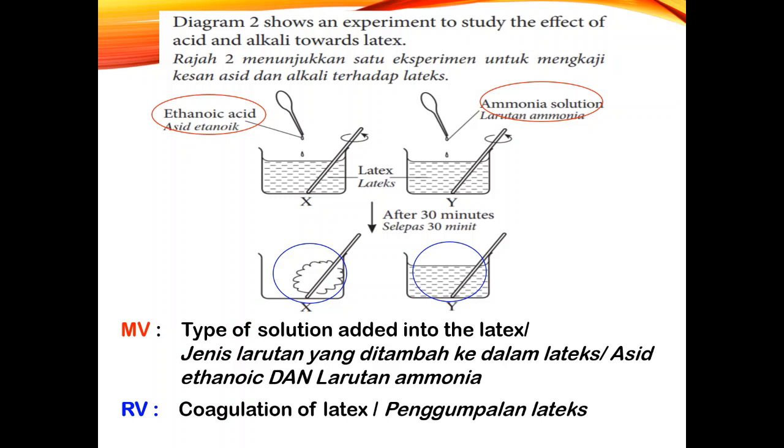And then for the constant, you need to find out the similarity. So from the diagram, you can see that the volume here, they are the same. Both beakers have the same volume of latex. So you write down the volume of latex as the constant variable.